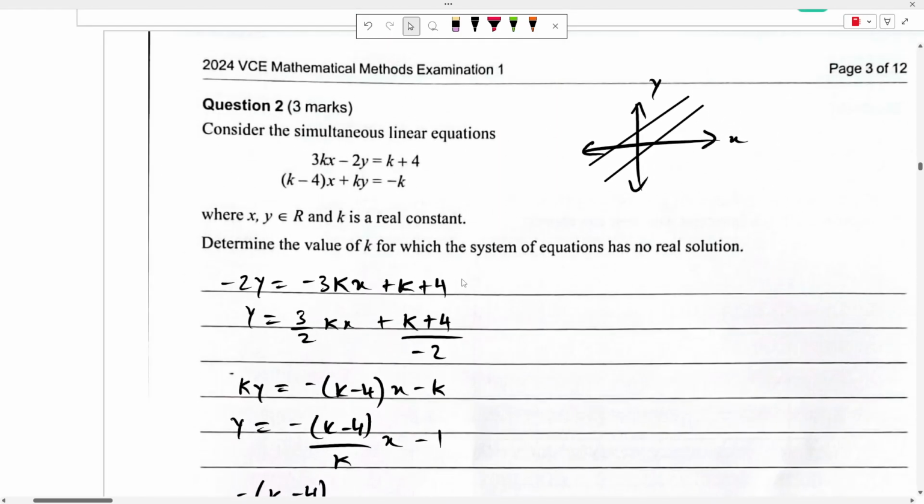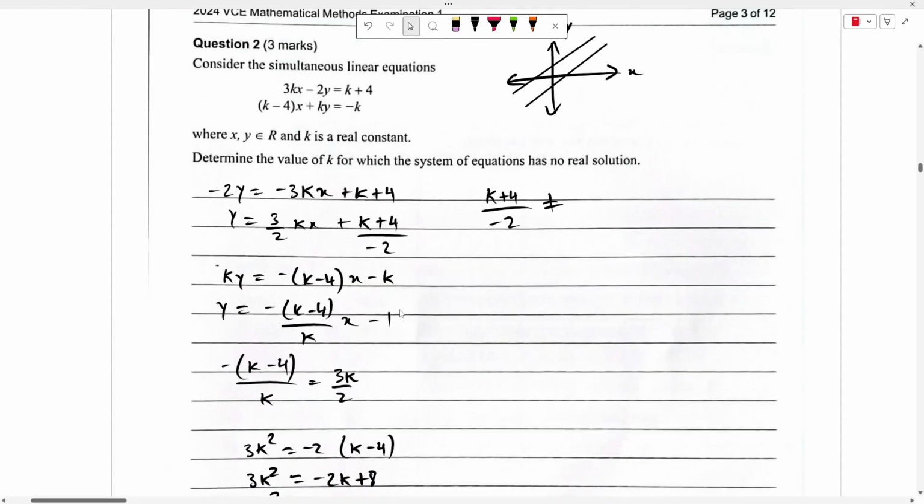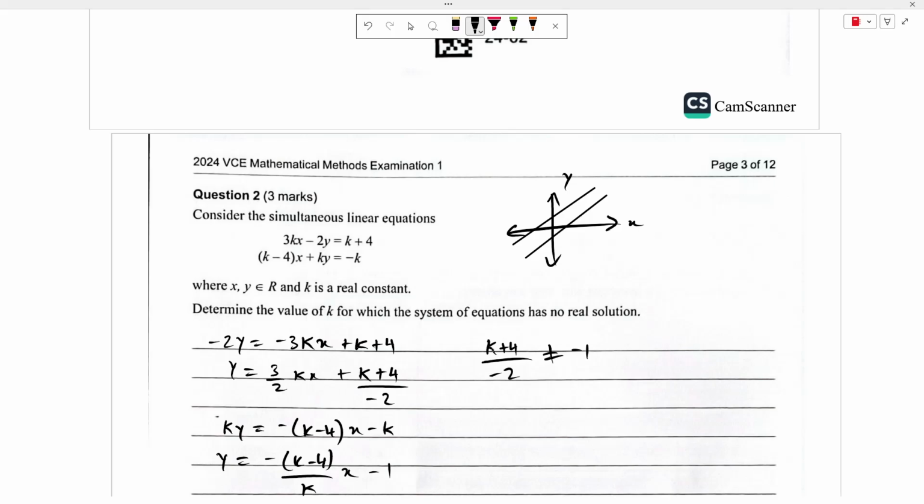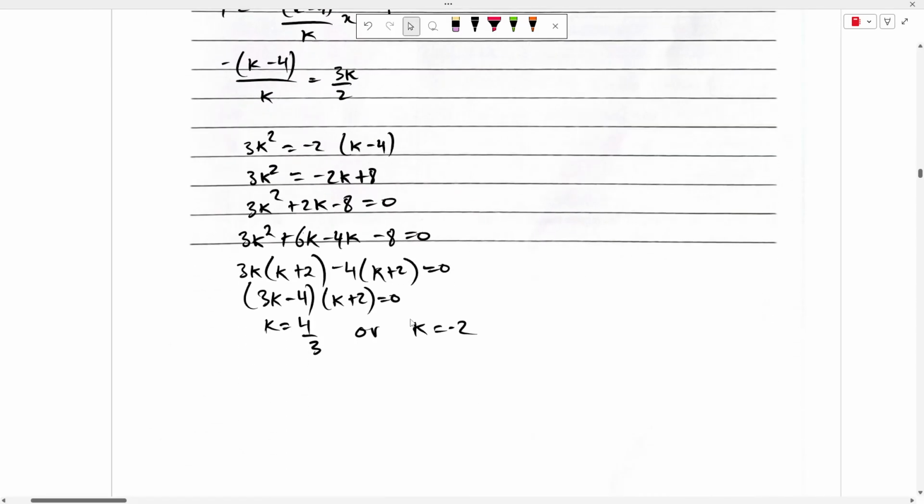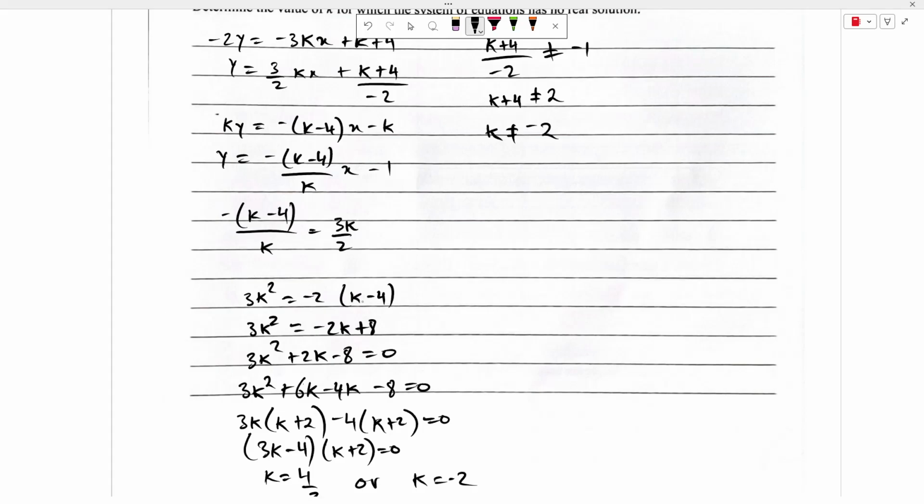Now remember, at the same time, we cannot have their y-intercepts being the same. So their y-intercepts have to be different. So the y-intercept of this line right here, k plus 4 on negative 2, cannot equal the y-intercept of this line right here, which is negative 1. So cross multiplying gives us k plus 4 cannot equal 2. So k cannot equal minus 2. You see k is equal to negative 2 here for one of them, but k cannot equal negative 2. So our only answer is going to be k is equal to 4 over 3.